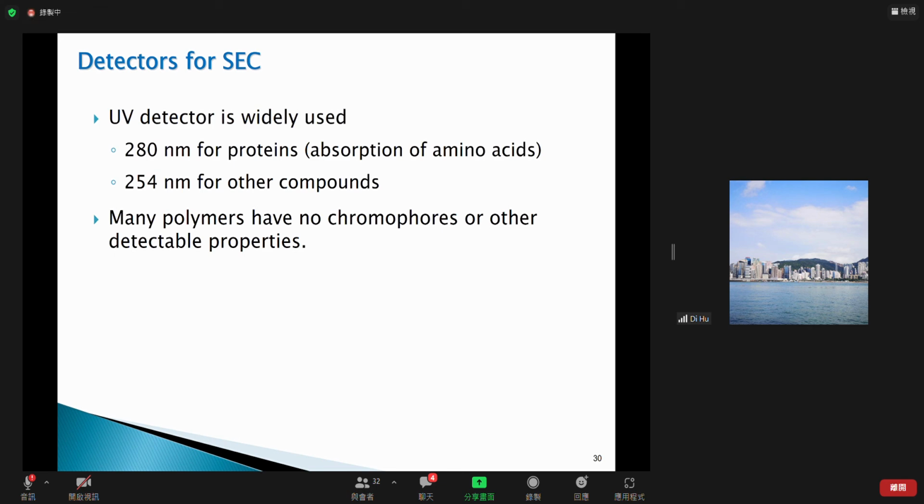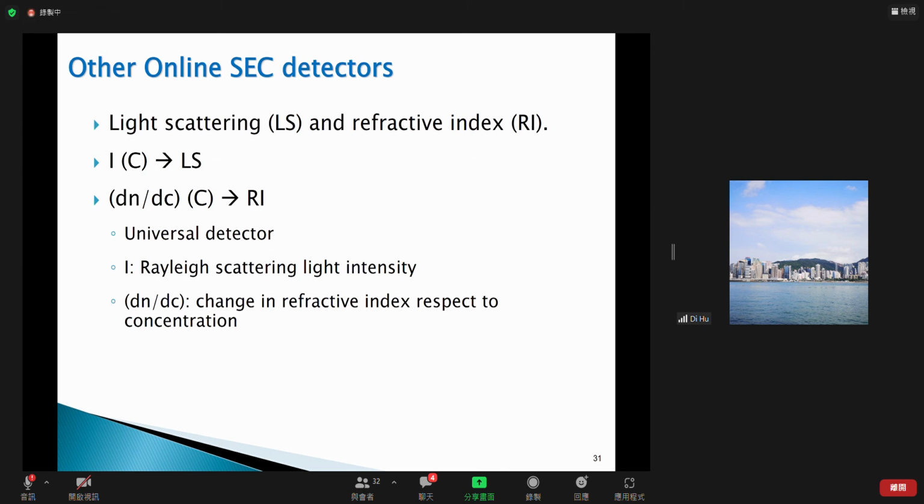You have to use a more universal property. That can be mass-based or refractive index based. For the mass-based, we use light scattering, and the light scattering is actually based on concentration, so it is related to the mass.